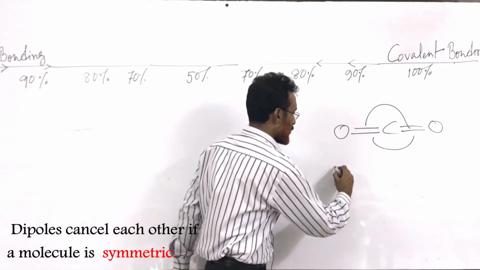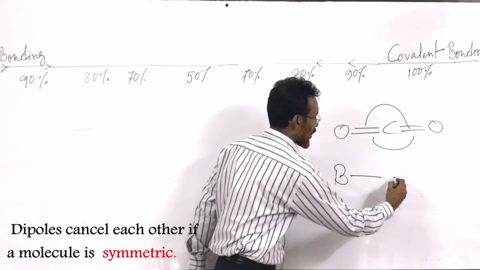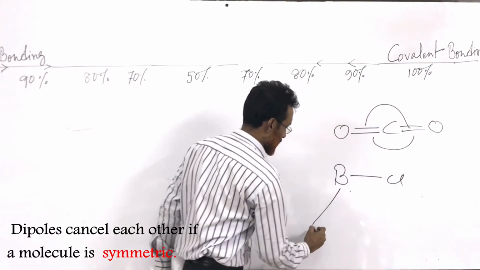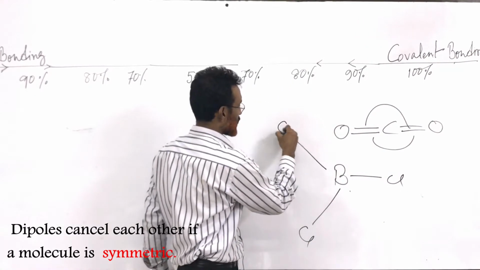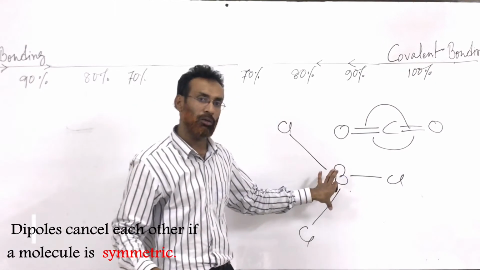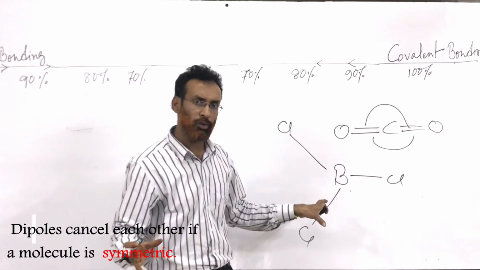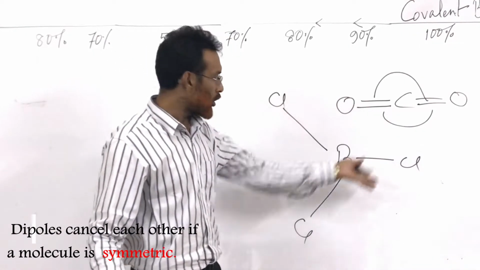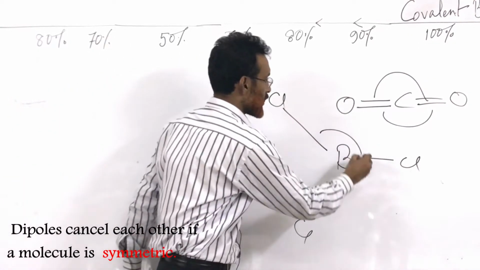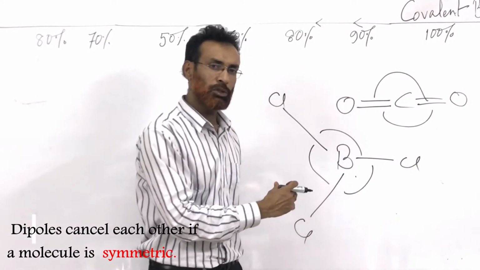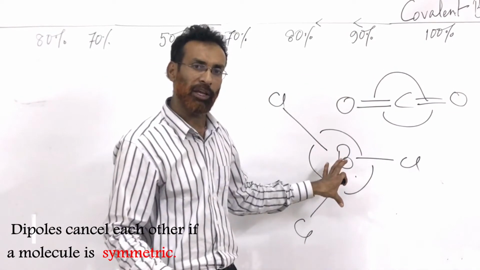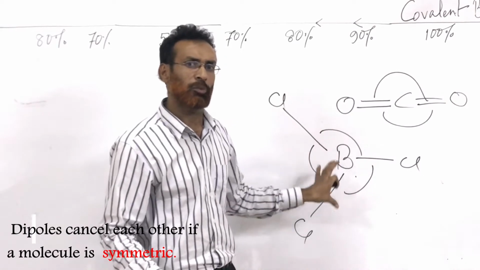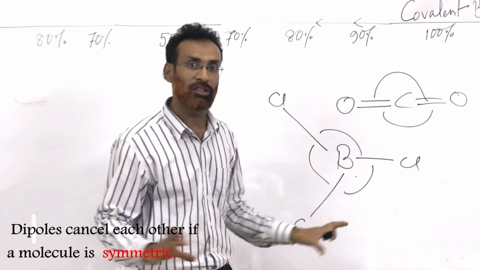This is boron trichloride. So boron bonds with 3 chlorine atoms. There are 3 chlorine atoms bonded to the boron. This is also a symmetric molecule. This is because all 3 are chlorine atoms and the bond angles are all equal, which is 120. So this is a symmetric molecule and dipoles will not persist there. Dipoles will cancel each other.